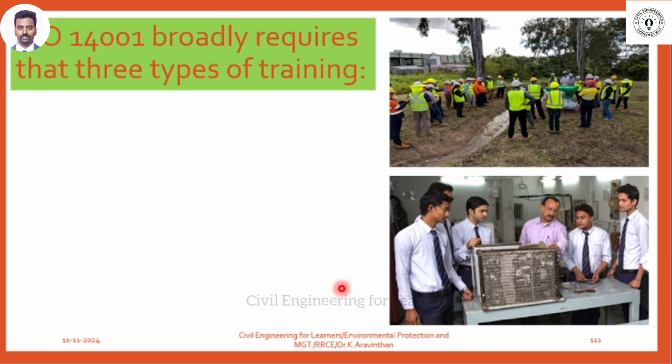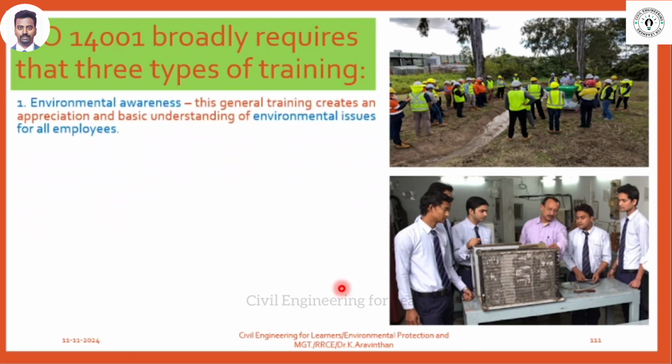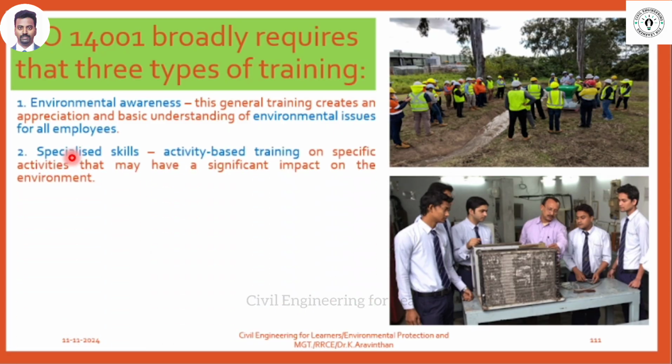Now, regarding ISO 14000, broadly there are 3 types of training required. All organizations or industries should provide 3 types of training for recruiting purposes, for all the employees. The first one is environmental awareness. For an organization, they have to take the employees through environmental issues and awareness, how well they keep their organization in the environmental management system. So what are the things they do? They have to address this for all the employees. This is one. The second thing is specialized skills, which is activity based.